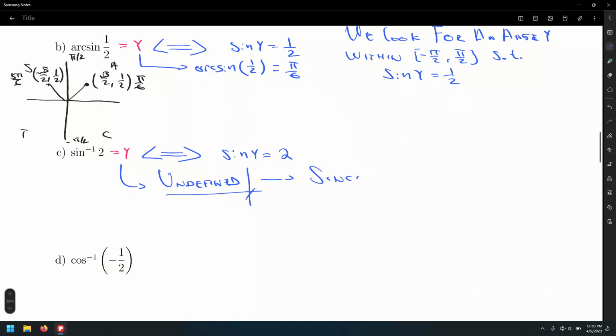And that since the range of the sine function is -1 to 1, of course we can see that the number 2 is outside of that window. All right?